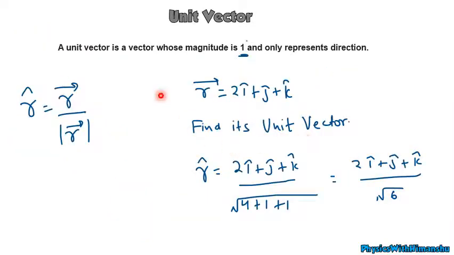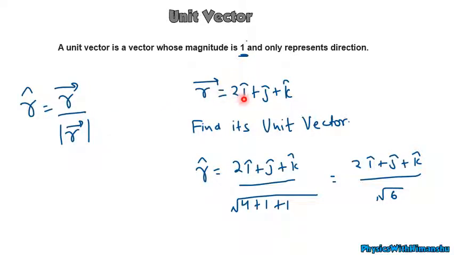And our final topic today, the unit vector. A unit vector is a vector whose magnitude is 1 and it only represents direction. So i cap, j cap, k cap and minus i cap, minus j cap, minus k cap are all unit vectors. But suppose our vector is not so simple, say 2 i cap plus j cap plus k cap. How to find the unit vector for this vector? Remember, unit vector is equal to the vector divided by the magnitude of the vector.